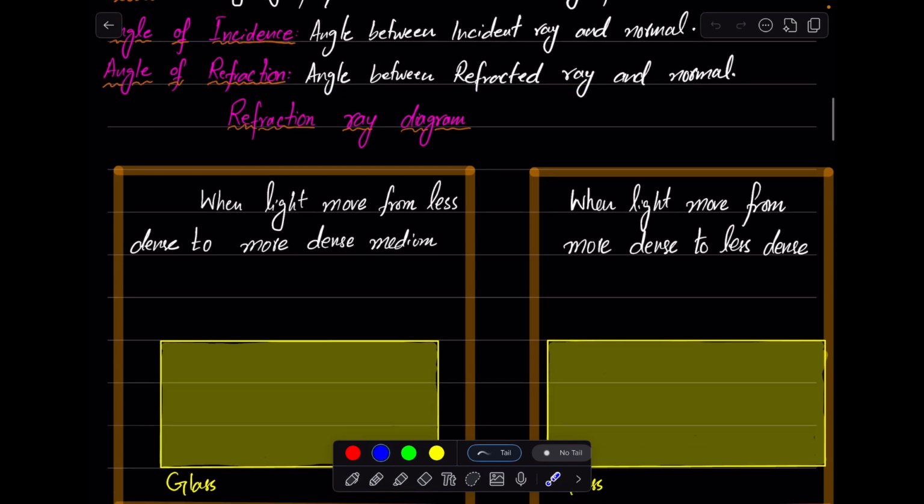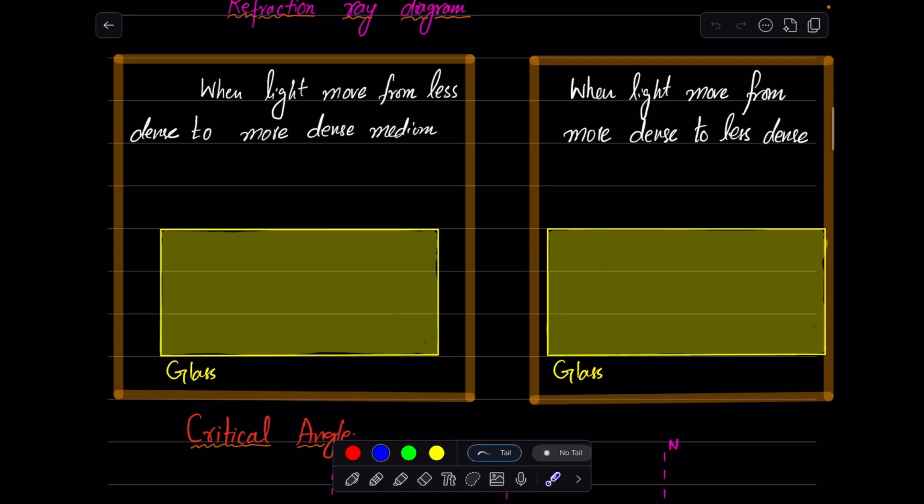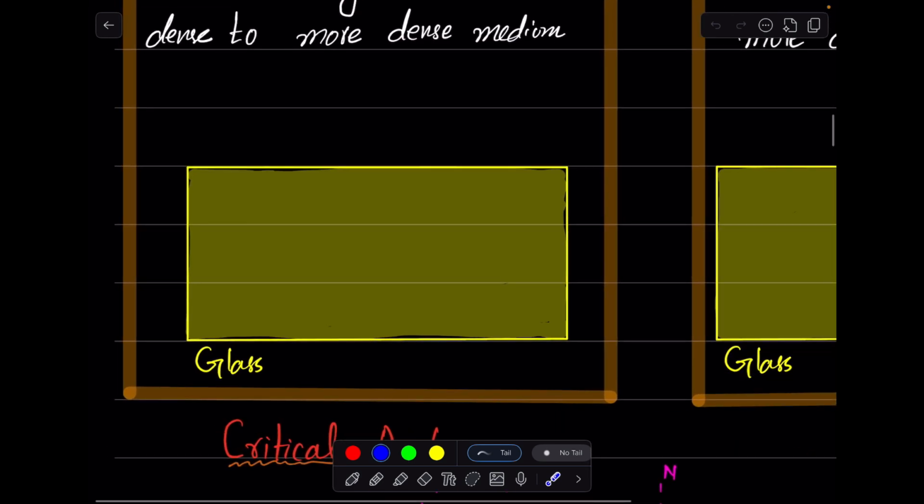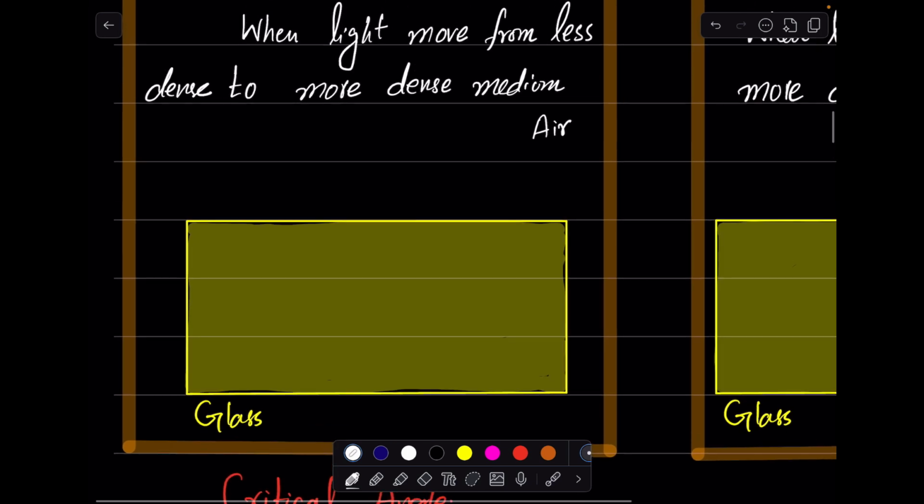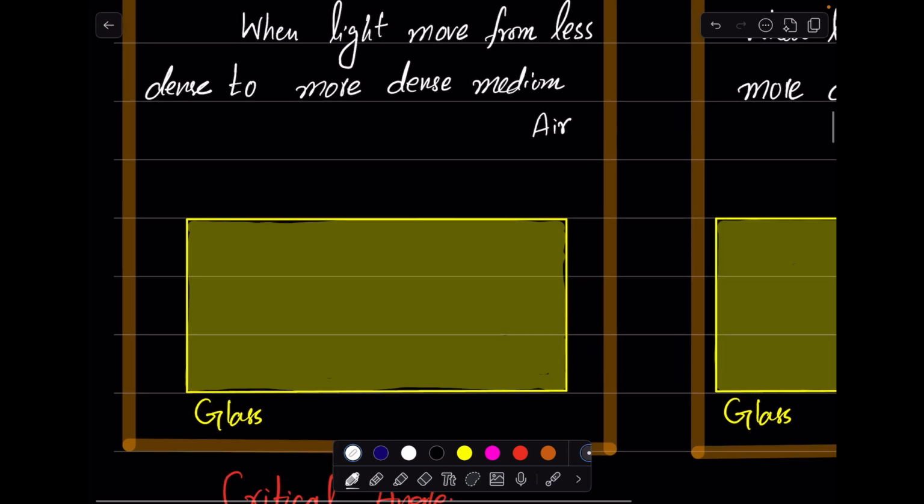Okay, so let's suppose we are going to discuss two different cases. First case, when light moves from a less dense to a more dense medium. Okay, this thing that I'm representing here, let's consider it's the glass, and above this medium, let's consider this is the air. Okay, so it's moving from less dense to more dense. So air is less dense, it's a gas, right? And glass is a solid. Solids are more dense than gases.